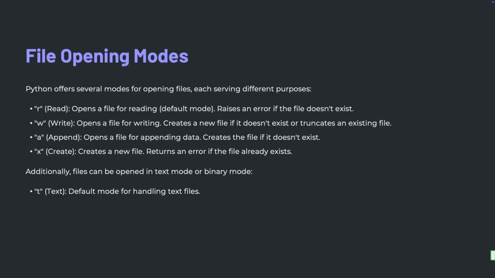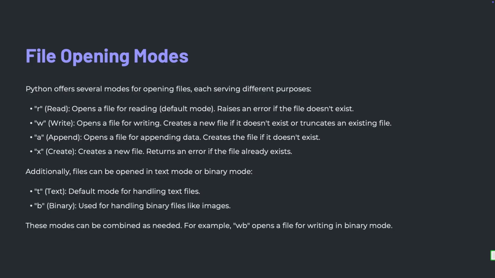And yes, you can combine these modes. So WB, for example, would be for writing binary data to a file. Like when you're saving an image from your program. Exactly. You'd be working in binary mode.